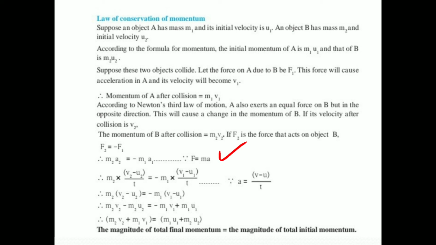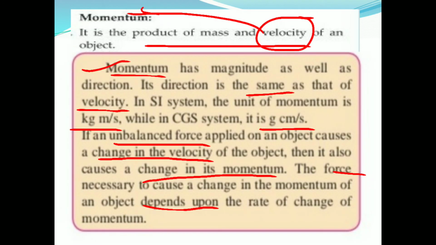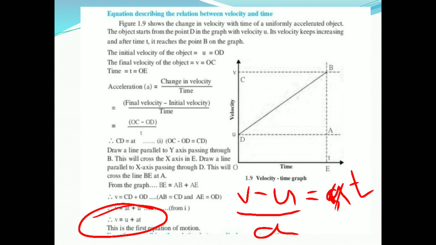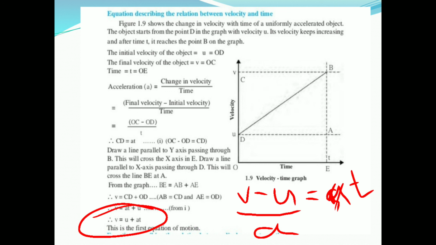This is the formula for the force. Now see here, m2 is as it is. For a2, by using the first kinematical equation, v is equal to u plus at, if we take t to the other side, we can write a is equal to v minus u upon t.